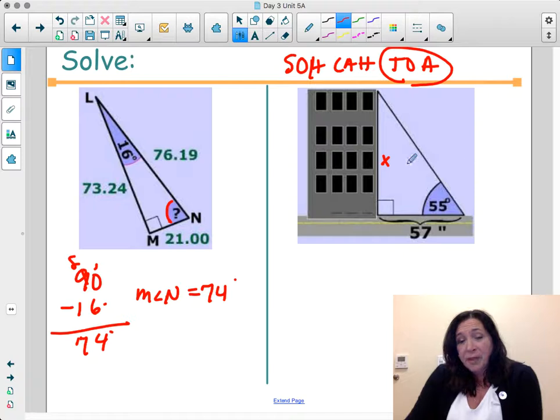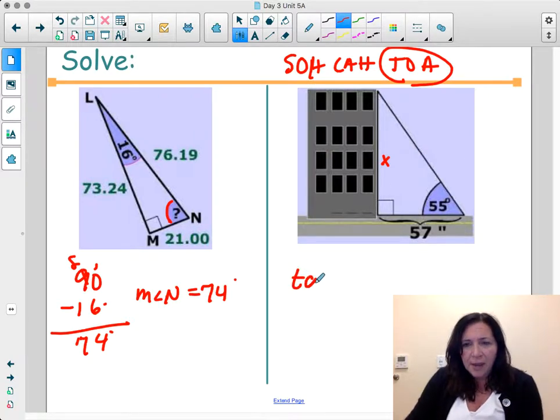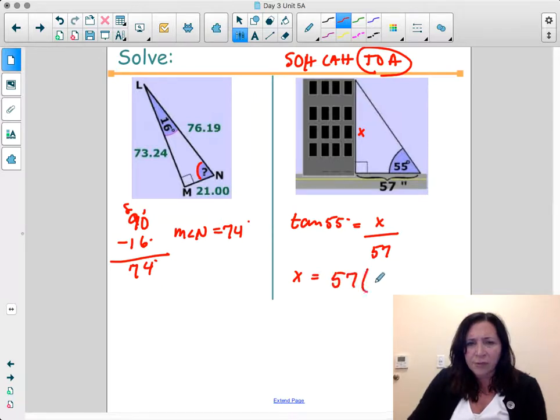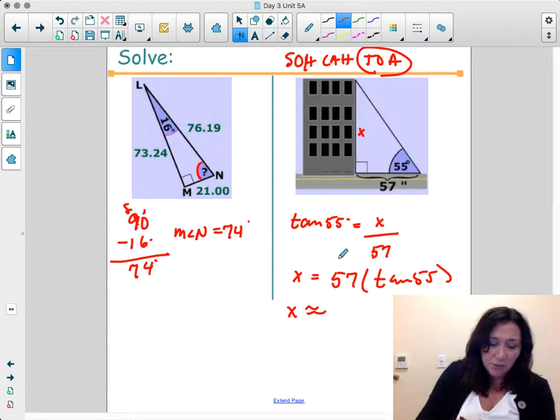I'm not trying to find it, so I don't need to use sine or cosine. I would say tangent of 55 degrees is equal to opposite, so x, over adjacent, which is 57. And so x would equal 57, because you're going to cross multiply, times tangent of 55 degrees. Without a calculator, that's my answer.